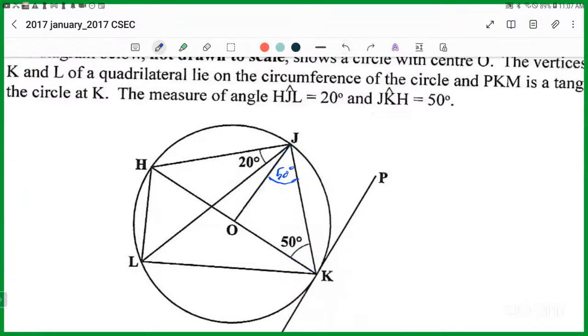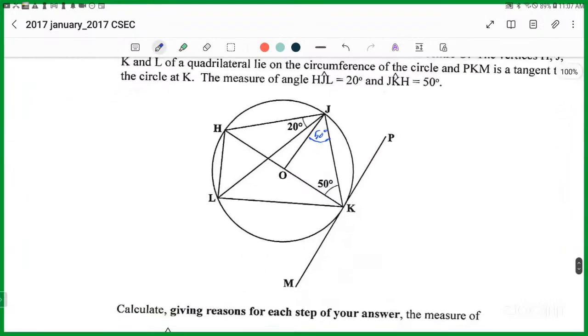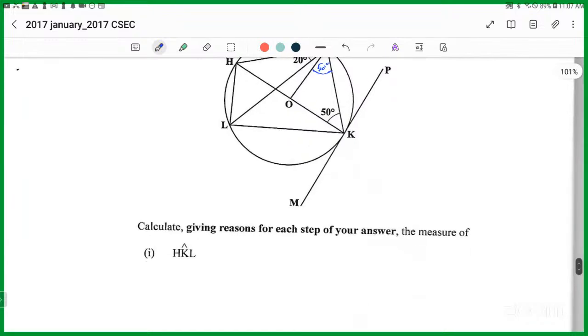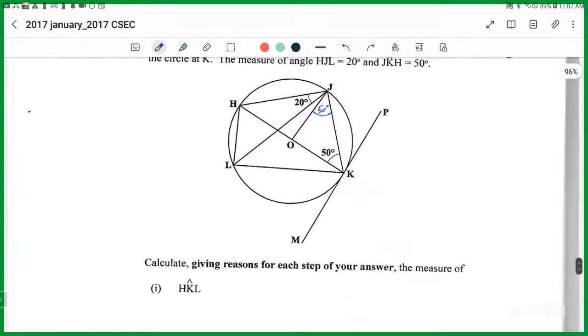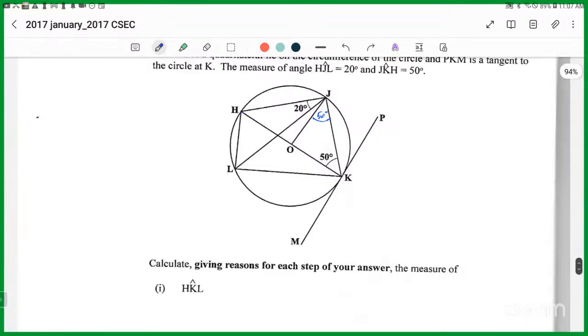Chances are they might ask us for this angle. Let's see. It says, calculate, giving reasons for each step in the answer, the measure of angle HKL. Where is that? HKL. H to K to L. All right, that's this angle that I want. Let's read it out. So they're asking us to find this angle.